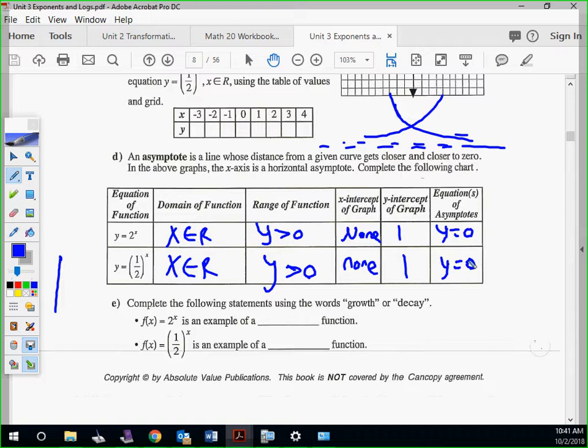Okay, for which one's growth and which one's decay, 2^x is a growth. It's doubling.